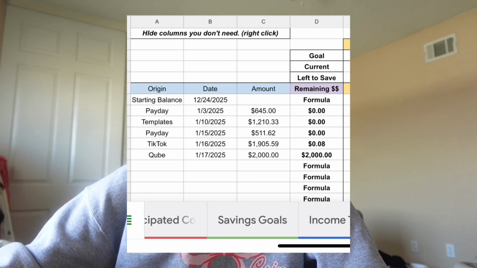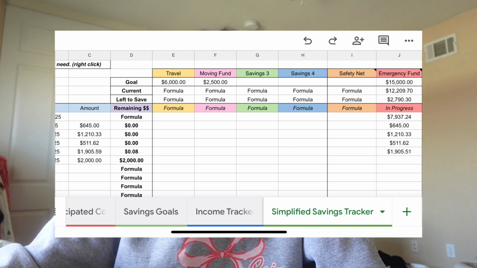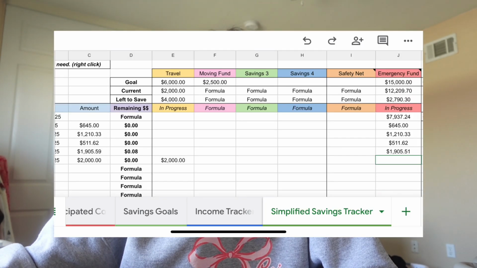We're gonna slide on over to the simplified savings tracker page. I'm gonna copy and paste the amounts in, and then I'm gonna go back for the origin and the date. Okay, so for Payday in the TikTok money, I'm gonna put that straight into my emergency fund. I'm not gonna split it up at all, even though I know that it's meant to be split up between everything. And then for the Cube money, I'm gonna put that towards travel. Yeah, that's gonna go towards travel.